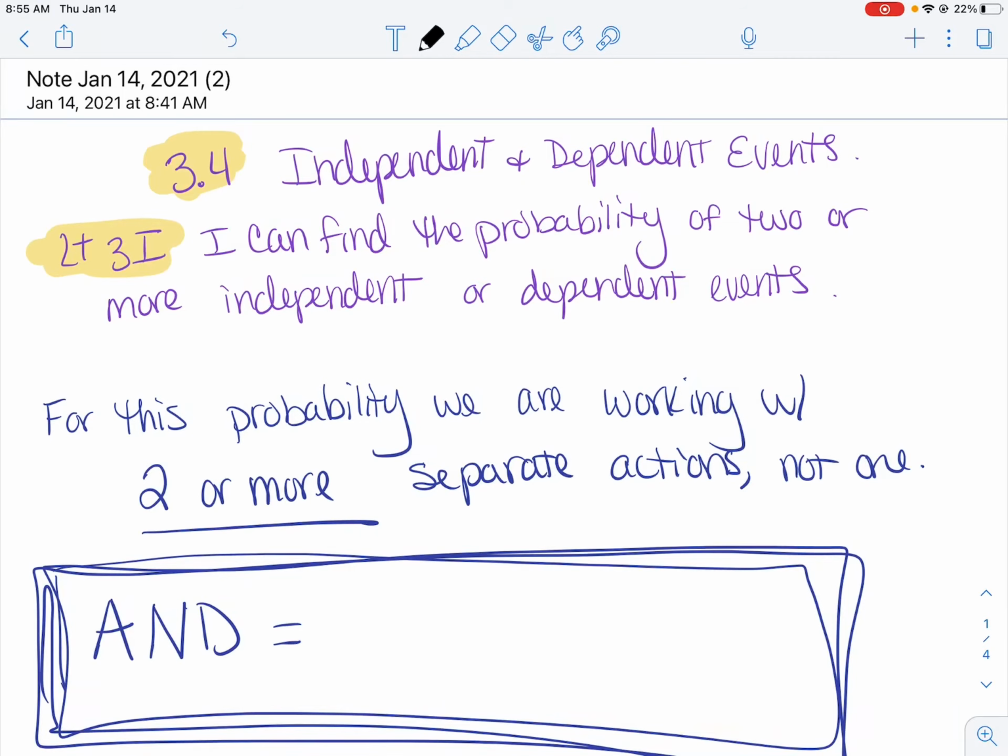This video today is talking about independent and dependent events. So your learning target is learning target 3I. I can find the probability of two or more independent or dependent events.